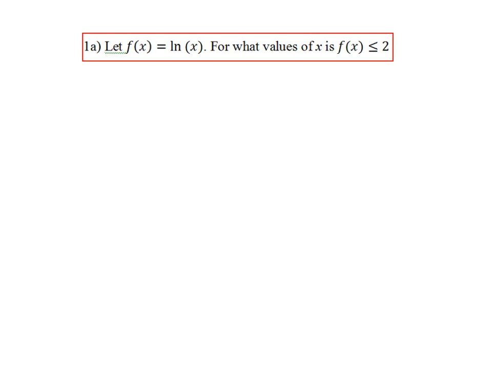Hi, this is Mrs. D, and I'm going to do, for the Unit 1A Test Review, problem 1A. Let f of x equal the natural log of x. For what values of x is f of x, or y, less than or equal to 2?